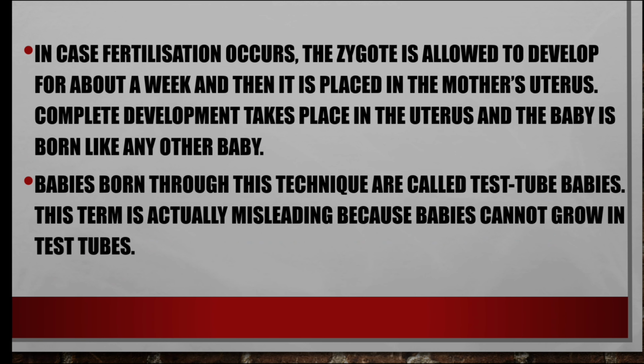In case fertilization occurs, the zygote is allowed to develop for about a week and then it is placed in the mother's uterus. Complete development takes place in the uterus and the baby is born like any other baby. Babies born through this technique are called test tube babies. One important thing is that this term is actually misleading, because babies cannot grow in test tubes.